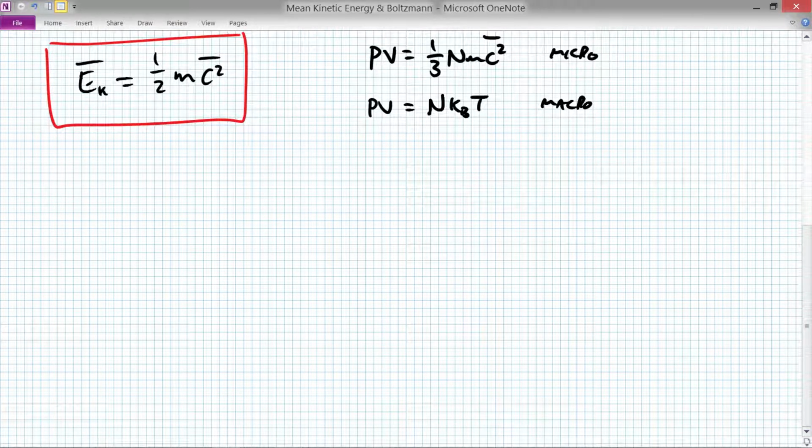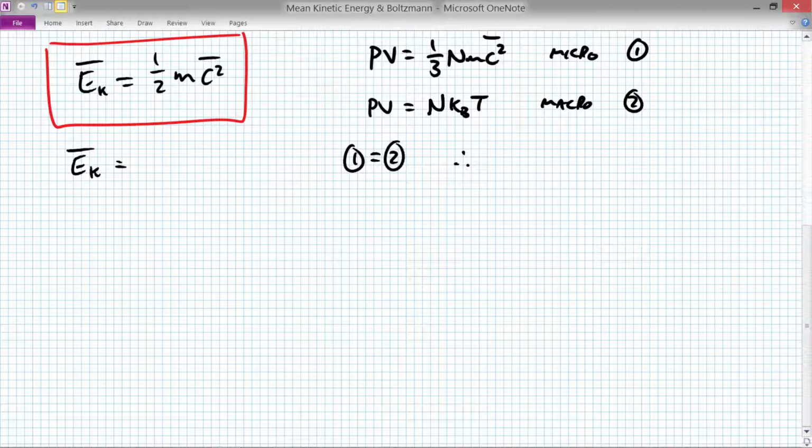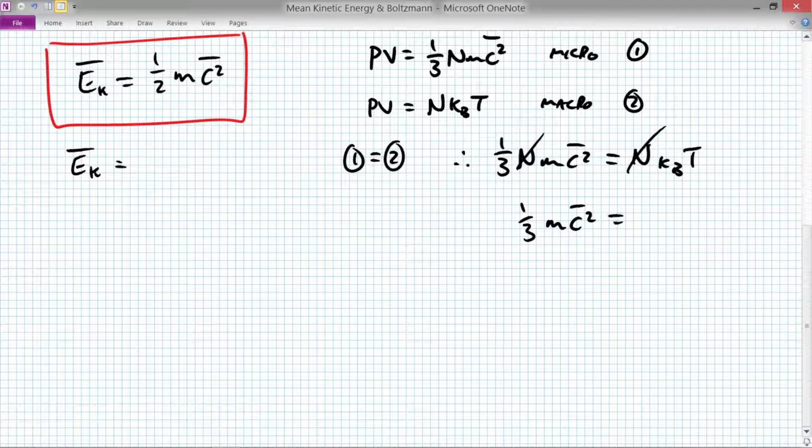So what we want to do is get our mean kinetic energy in terms of something macroscopic again. We're going to use these two equations. If I call this equation 1 and equation 2, I can set these equal to each other because I've got PV on the left-hand side of both. Doing that gives us 1/3 n m c bar squared is equal to n kBT. Now the first thing we notice here is our n's cancel. That's great. And something else we notice is we now have 1/3 m c bar squared is equal to kBT.